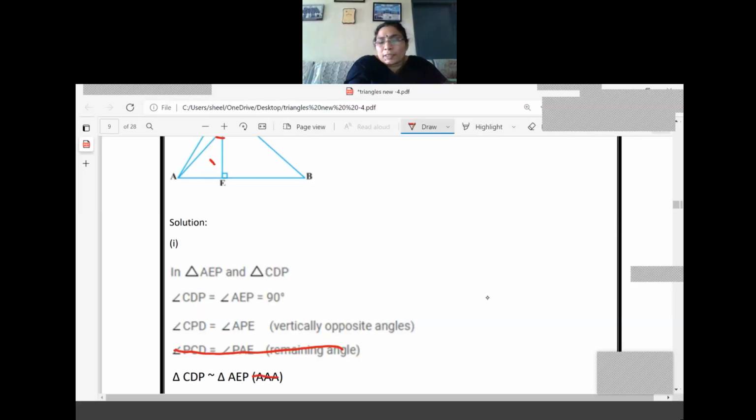Then you have to make the criteria here, AAA. If you are using this, then it should be three angles, right? So D is 90 degrees, E is also 90 degrees, and P and P are vertically opposite angles. Naturally, by the angle sum property, the remaining angles are equal. So triangle CDP is similar to triangle AEP, and the criteria is AAA. Anybody who wants to write with 2A, that is also correct. That time you should write 2A only.